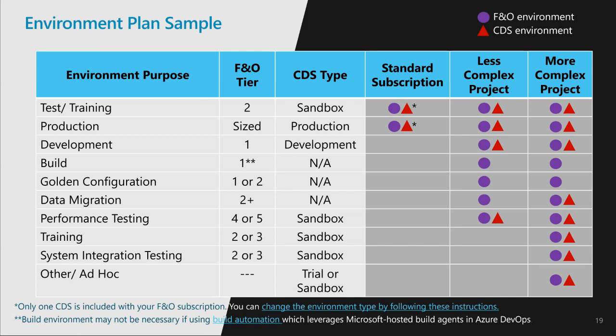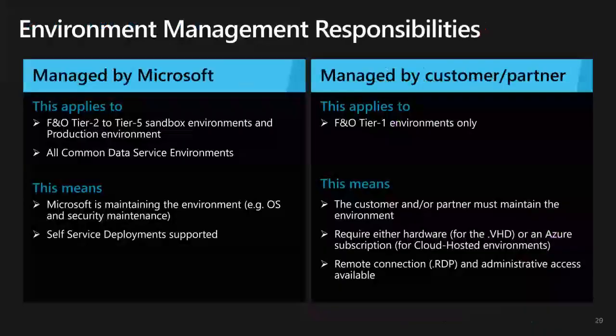So you see here, there are many types of environments on the F&O side, right? Sandbox tier 1 to tier 5 and production environment. On the CDS side, you can see there are development, sandbox, and production types of environment. So who is responsible for those environment management? Next, let's talk about the environment responsibility.